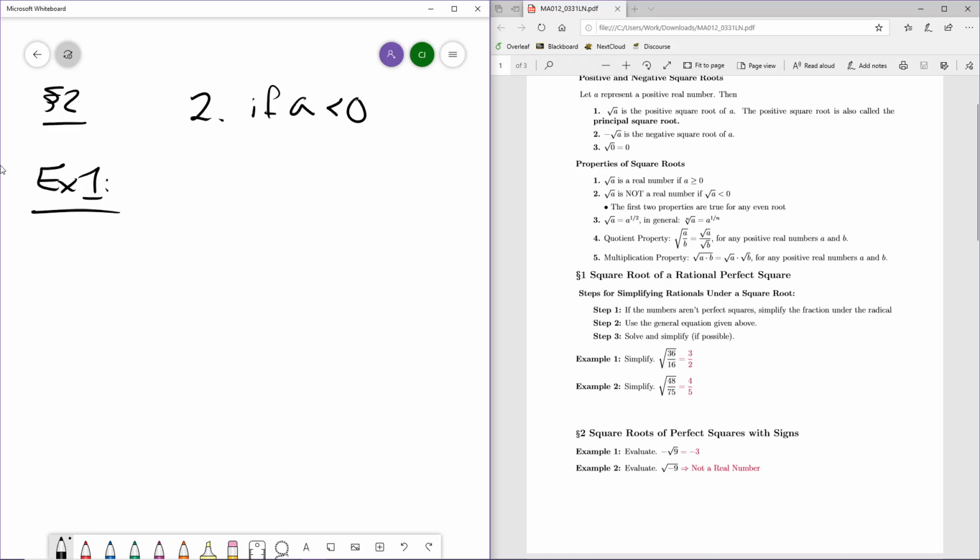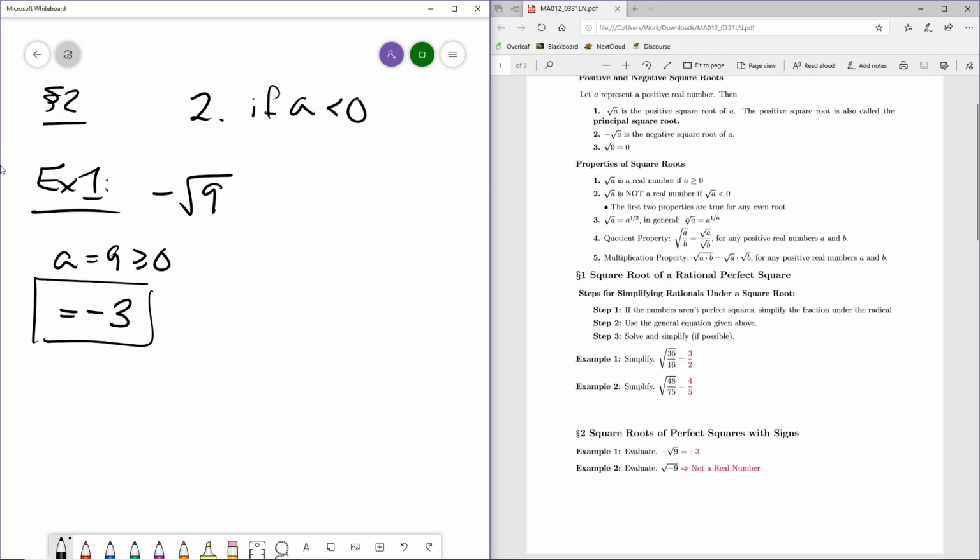So example 1, we want to evaluate the negative square root of 9. Right. So before I can continue, since it's a square root, we have to check the number under the square root. So in this case, a is 9. 9 is greater than or equal to 0. Since 9 is greater than or equal to 0, this is a real number. So what is it? I'm going to take the square root, so the negative sign stays on the front, and the square root of 9 is 3. And this is our answer.